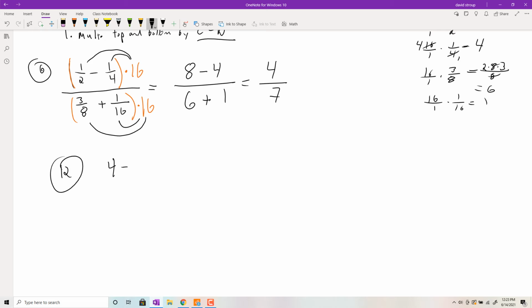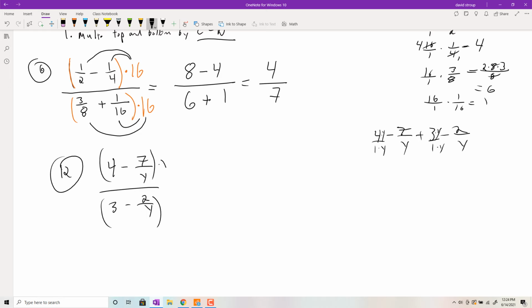Anyways, 4 minus 7 over y, butchered that, all over 3 minus 2 over y. So again, what is the common denominator of all of these fractions? As if I were going to add them all together. This guy would need a y on top and bottom, and this guy would need a y. So the common denominator becomes y, right? So I'll multiply top and bottom by y.